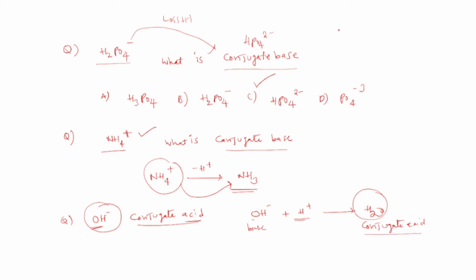Similarly, you can do another question: what is the conjugate acid of HS minus? Here HS minus should act as a base, which means the base abstracts one proton and becomes H2S. So H2S is the conjugate acid.